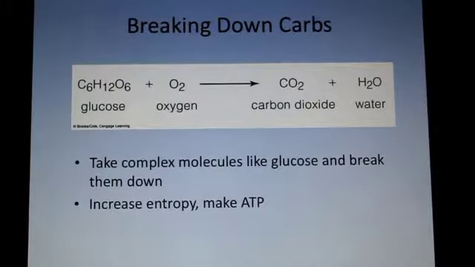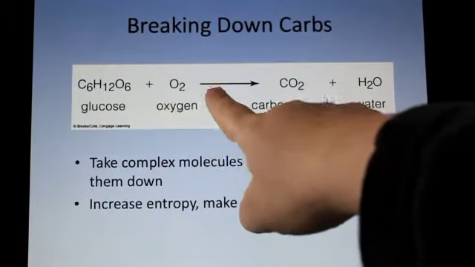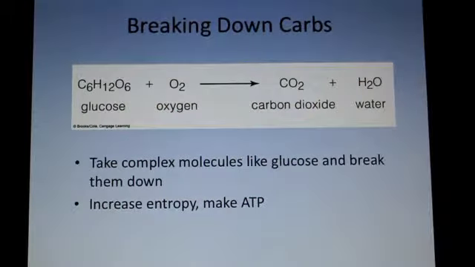So in our last lecture on photosynthesis, we made carbs, we made glucose. Respiration is the opposite. Respiration is taking complex molecules like glucose and turning them into energy. So you take glucose and oxygen, which you breathe in, and they turn it into carbon dioxide, water, and a bunch of ATP. This doesn't require energy to be put into the system because it increases the entropy.